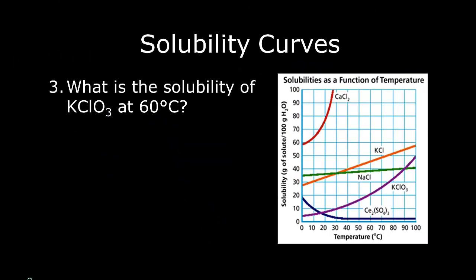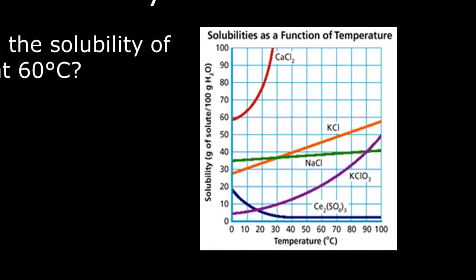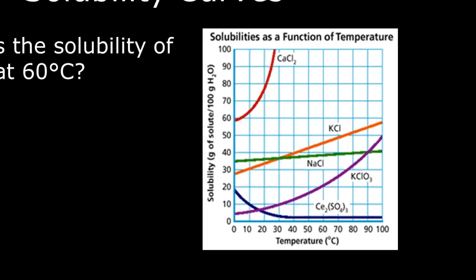Number 3. What is the solubility of potassium chlorate at 60 degrees C? So what we're going to do is go to 60 degrees C and go up to the potassium chlorate line, and then move to the right to find out how many grams can dissolve in 100 grams of water at 60 degrees C. And it appears that 20 grams of potassium chlorate can dissolve in 100 grams of water at 60 degrees C.